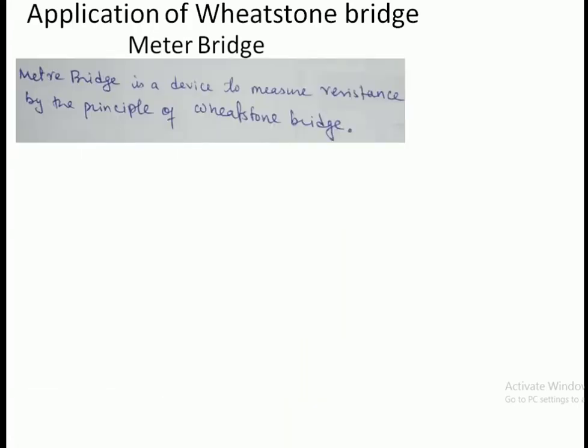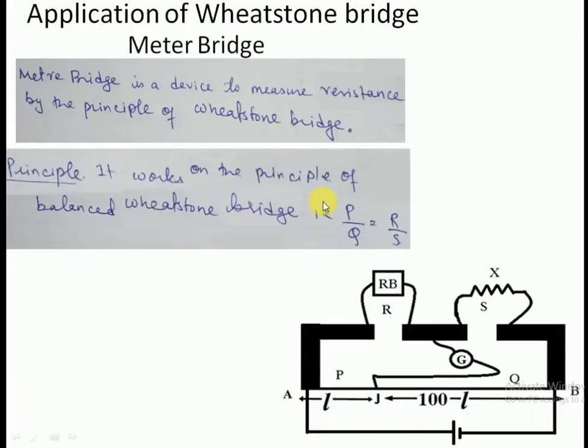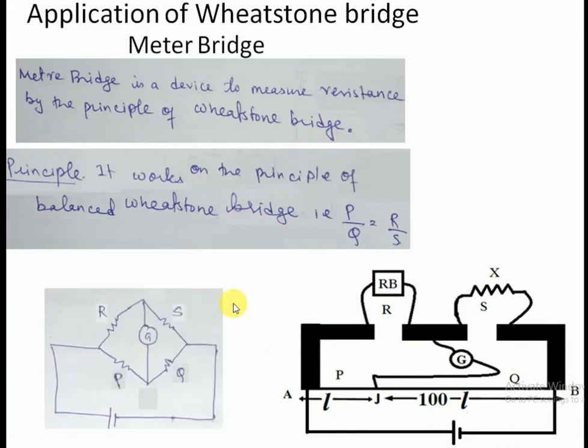Now we will talk about an application of the Wheatstone bridge, which is the meter bridge. A meter bridge is a device to measure unknown resistance, and it works on the principle of a balanced Wheatstone bridge, that is, the ratio P by Q is equal to the ratio R by S. So this is the picture of a meter bridge, and if you compare this with a Wheatstone bridge, we have 4 resistances here: R, S, and the resistance of this side of the wire is P, and the resistance of this side of the wire is Q. So it is the same as a Wheatstone bridge.